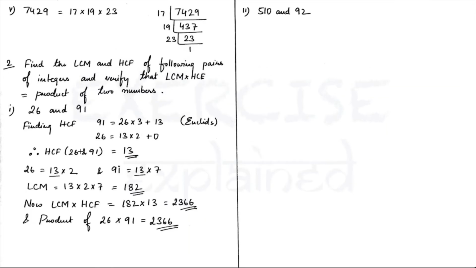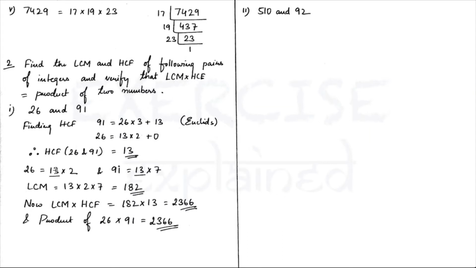Now we need to find the LCM. So for finding the LCM, what I would do is I wrote down the prime factors of 26. That happens to be 13 and 2. And for 91, I again wrote down the prime factors, which happens to be 13 and 7. So what we need to do here is whichever common term is there, we just write it once, and the other terms we just get it down as it is.